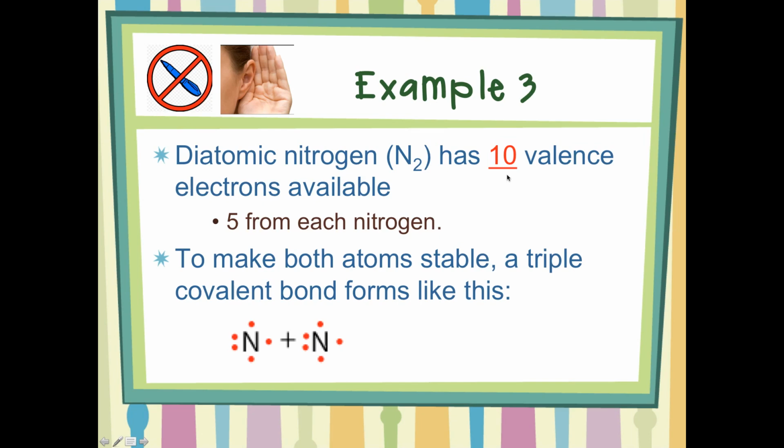So since there's only 10 total, they're going to make a triple bond. So if this nitrogen shares 1, 2, 3, 4, 5, 6 between the other nitrogen, it then only needs 1 lone pair total to make it stable. And then same thing with this. So then that's how you get 2 atoms to be stable with only 10 electrons total. 1, 2, 3, 4, 5, 6, 7, 8, 9, 10. So there's 10 electrons total. Both atoms are stable. That fits the rule. So then this is a stable molecule.